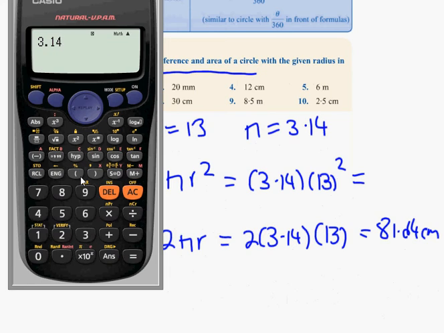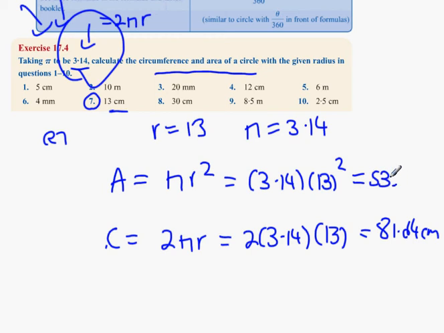3.14 multiplied by 13 squared, and you get 530.66 centimeters squared. Is that alright? Would you reckon you'd be able to do those ones? Yeah. I say they're easy enough, just put them into the formula, okay? Now, moving on to the next part.